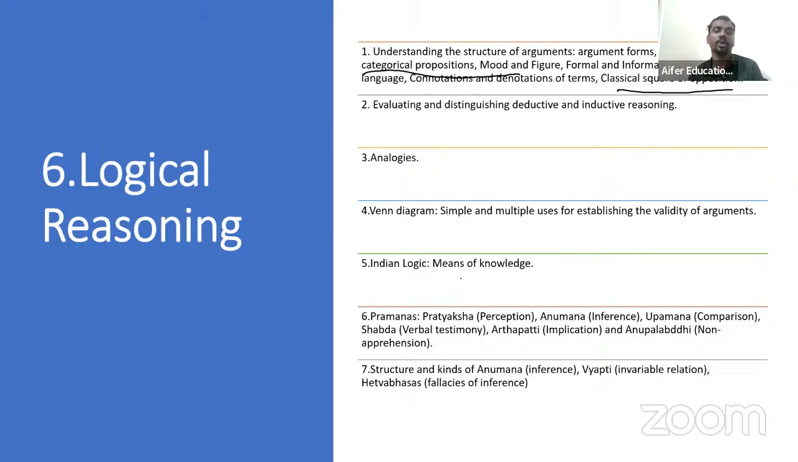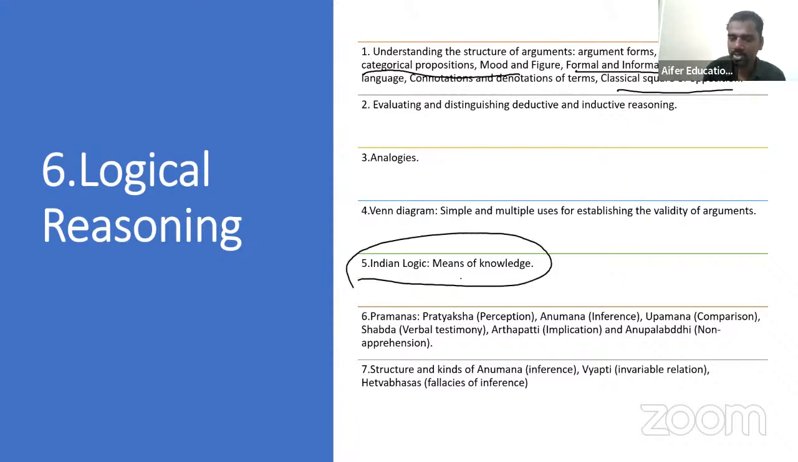So the first topic you have to focus on is the categorical propositions and the classical square of opposition. After that, the next topic you have to focus on is formal and informal fallacies. Then the next topic is Indian logic, means of knowledge, and that whole topic under 6 and 7 comes under Indian logic.